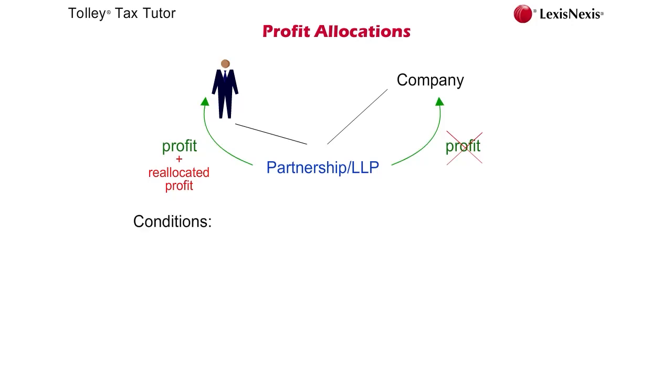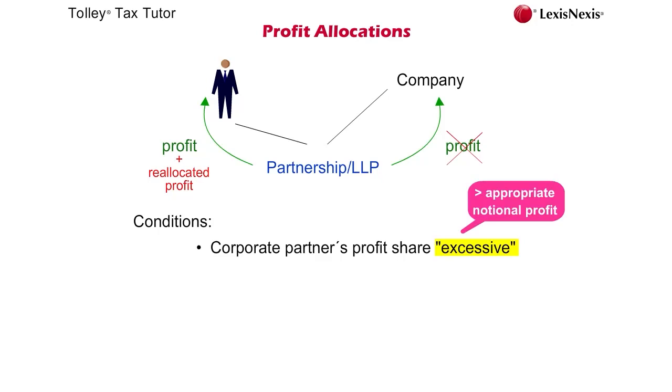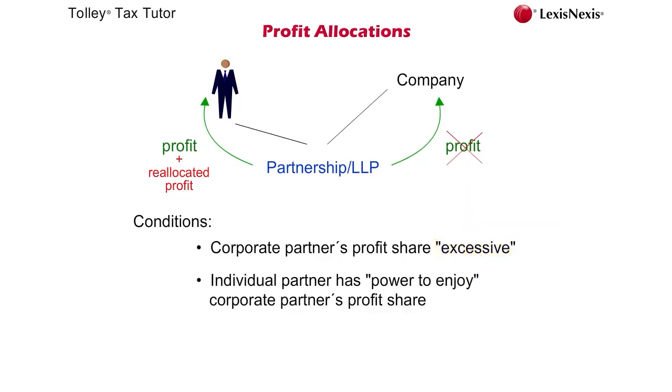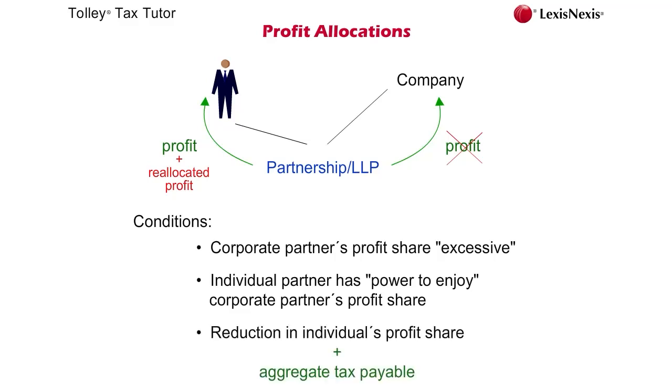The provisions apply when the following conditions are met. A corporate partner has a share of the partnership's profit and the corporate partner's share is excessive. In other words, the corporate partner's profit share exceeds an appropriate notional profit. An individual partner has the power to enjoy all or part of the corporate partner's share, and it is reasonable to assume that the effect of the profit-sharing arrangement is to reduce both the individual's profit share and the aggregate tax payable. Let's look at some of these terms in more detail.